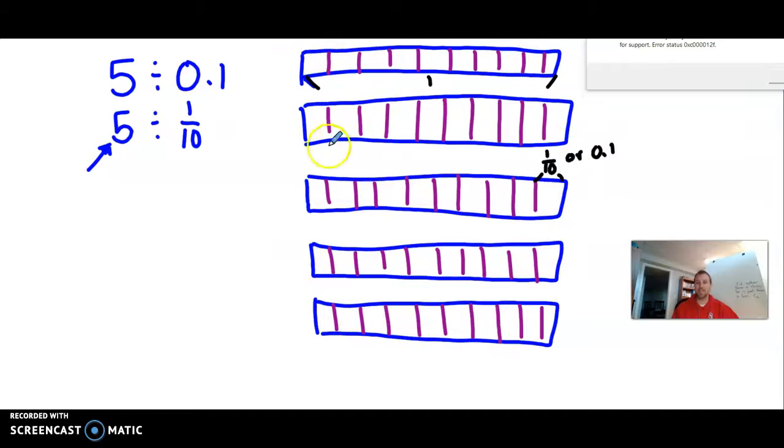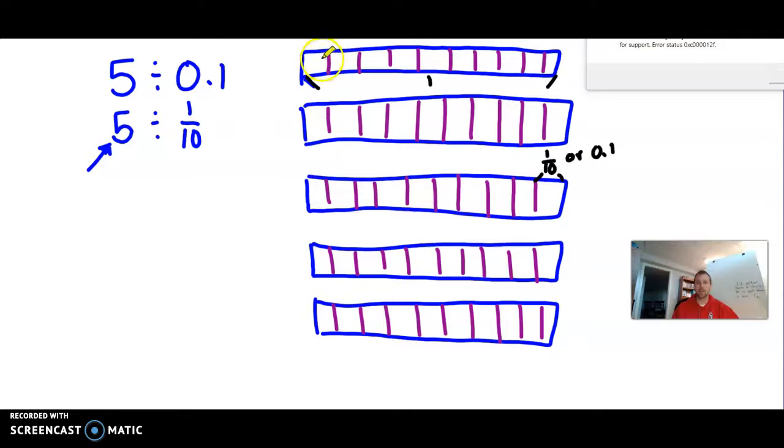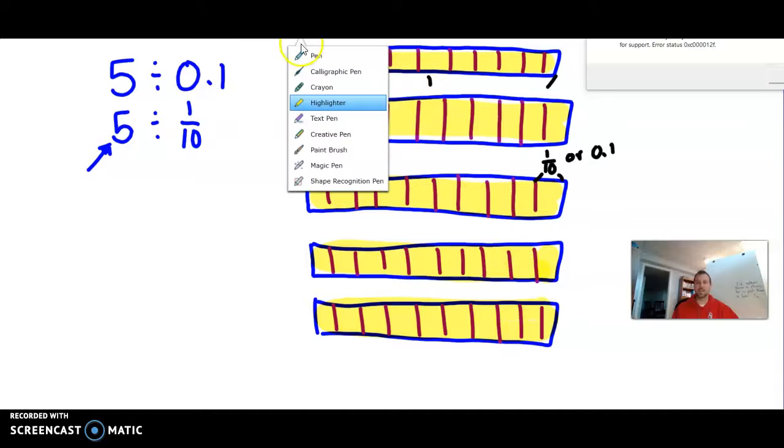I want to know how many pieces I have all together. So if I was doing the side of my pencil, I would shade in all of this. I would shade all these because I want 5 wholes all shaded. I would take all this, and all that, and this last one. How many pieces are there all together?